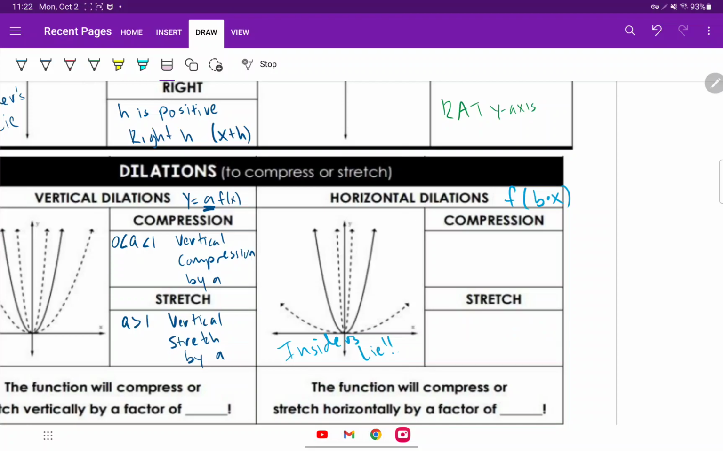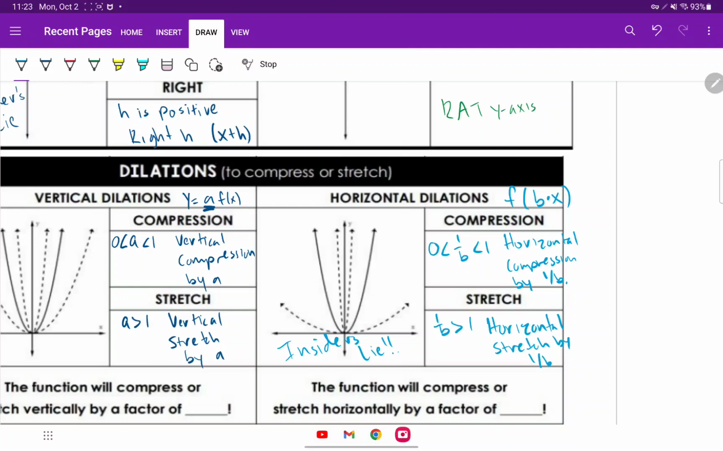After you flip it over, if your 1 over b is less than 1 but greater than 0, that is a horizontal compression by 1 over b. If when you flip it over it is greater than 1, it is a horizontal stretch by 1 over b.